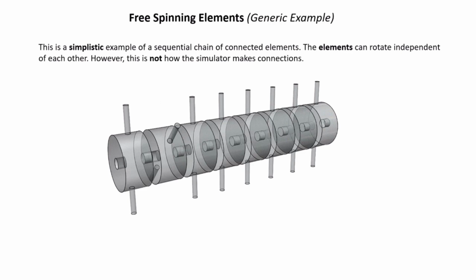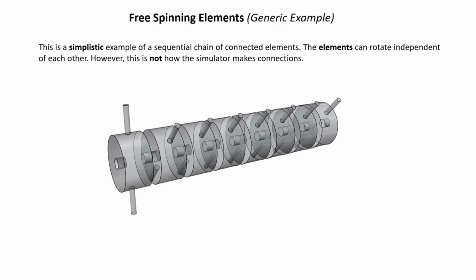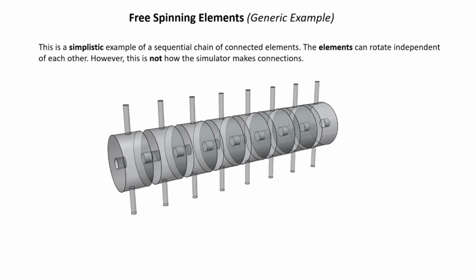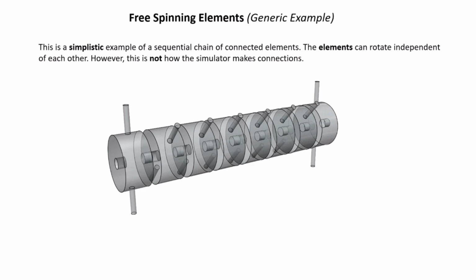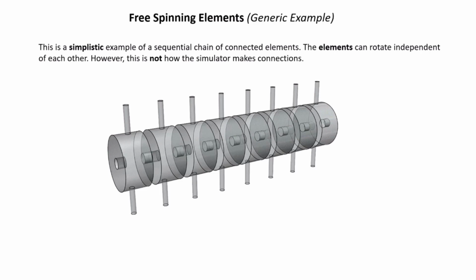And now, just to back up a little bit, just to give a generic example of how you can connect things together in a chain of elements. This is just an example of a chain of elements connected to have independent rotation with each other, like a combination lock. However, this is not how the simulator makes these connections, which I'll be showing in this next slide.